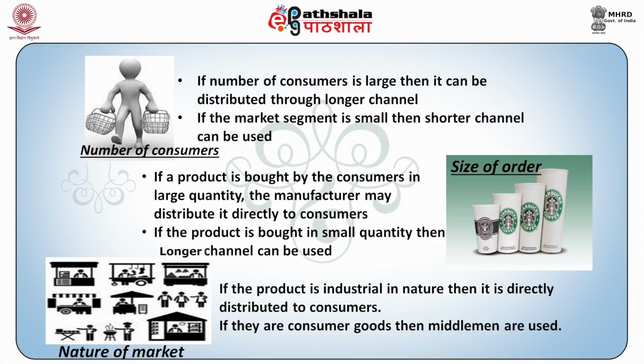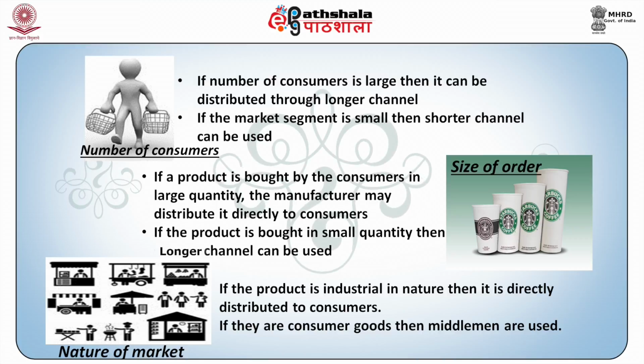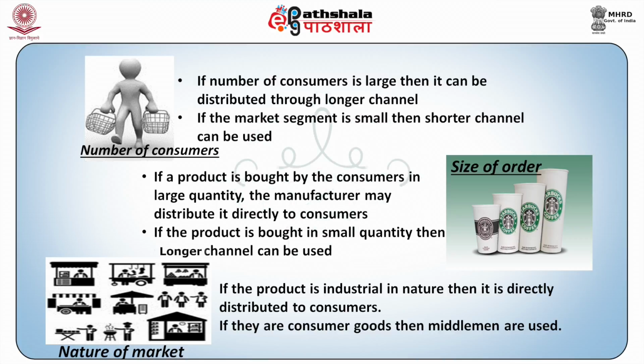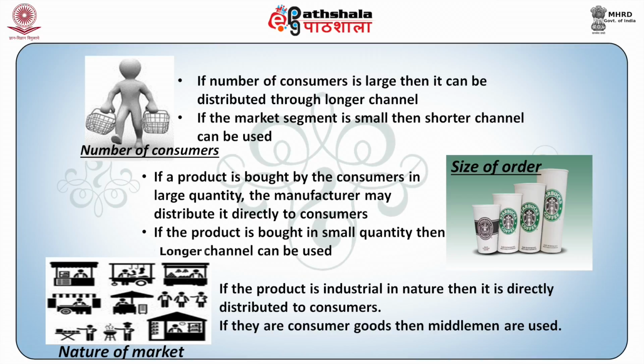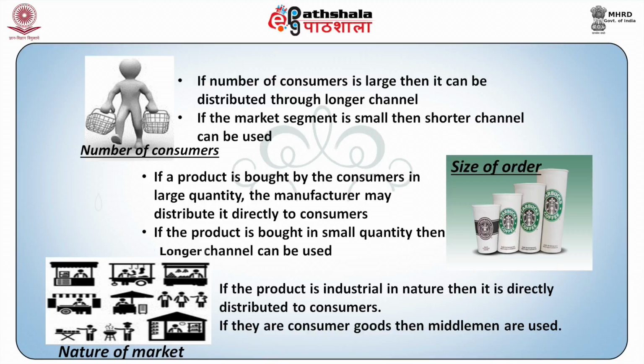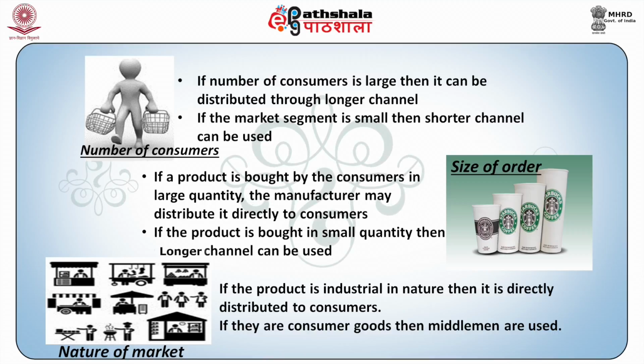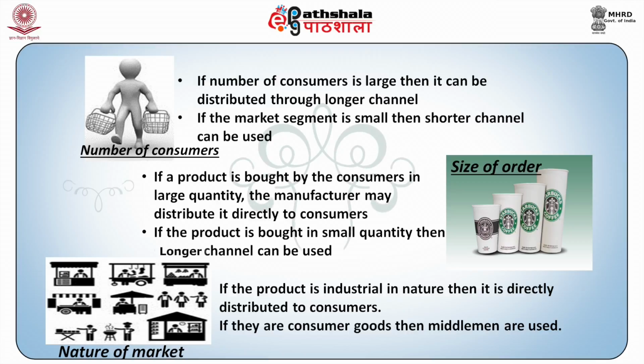Number two is size of order. If a product is bought by the consumers in large quantities, the manufacturer may distribute it directly to the consumers. If the product is bought by the consumer in small quantities, the manufacturer will have to arrange to supply the product at all places and at all times. Thus, such a product is distributed through a long channel of distribution.